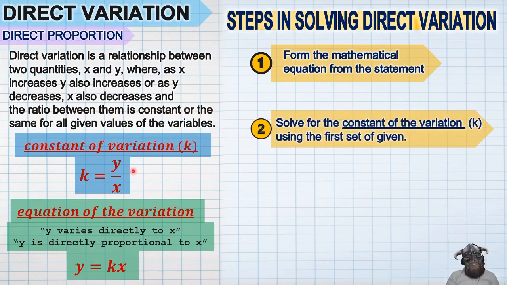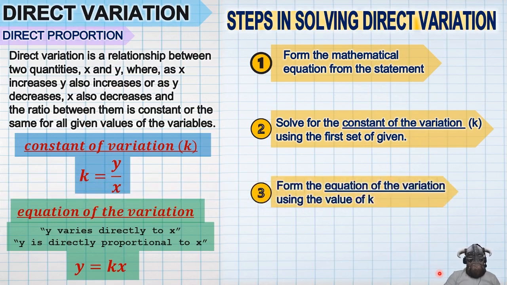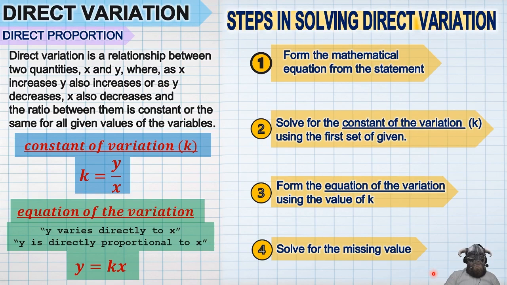So dalawa yung way niyan, is either we follow this formula or gamitin natin yung mathematical equation. But for me, mas maganda para hindi natin kailangan kabisaduhin yung formula, i-base na lang natin dun sa mathematical equation na ma-form natin. Next, form the equation of variation using the value of k. So, papalitan lang natin dyan yung value ni k ng number na na-compute natin dun sa step 2. And then step 4, we have to solve for the missing value. So, dito na yung pagkuha natin ng final answer.